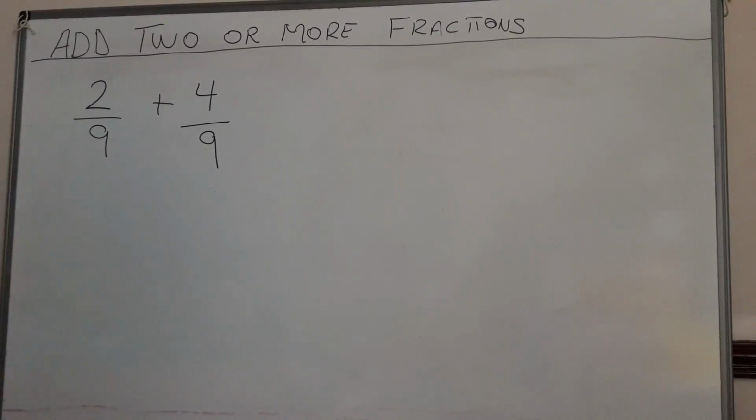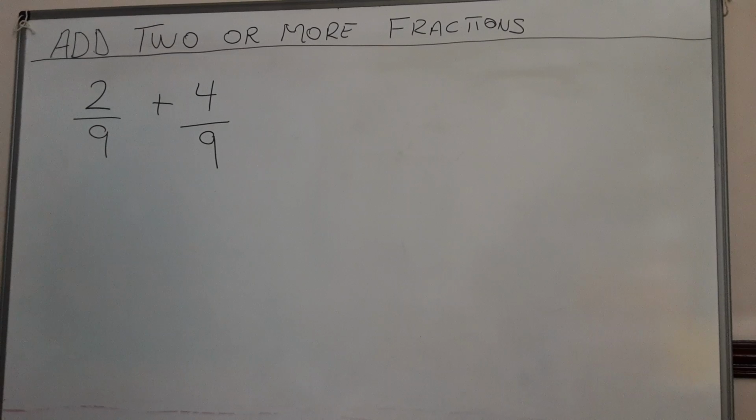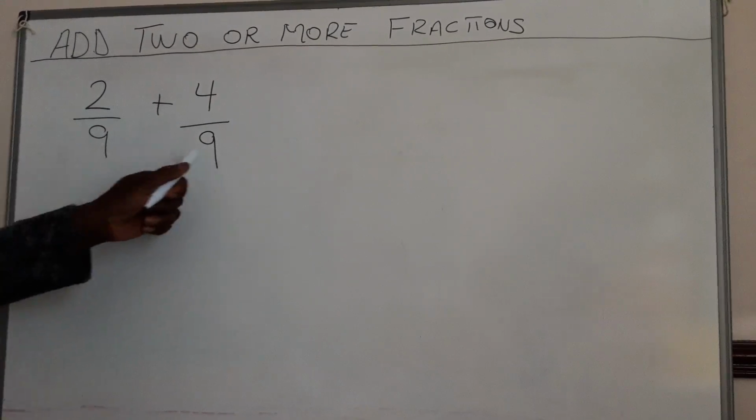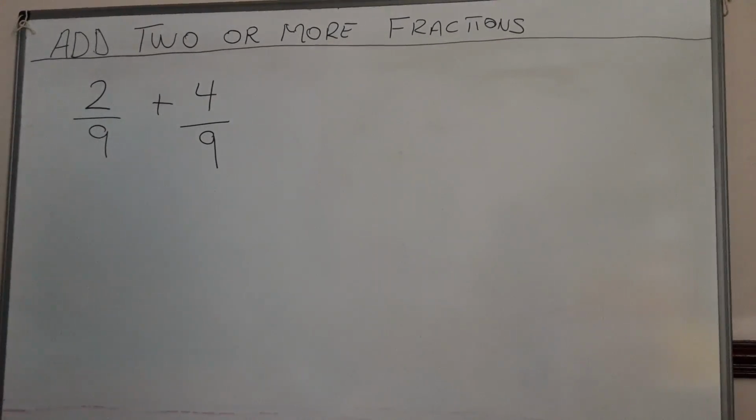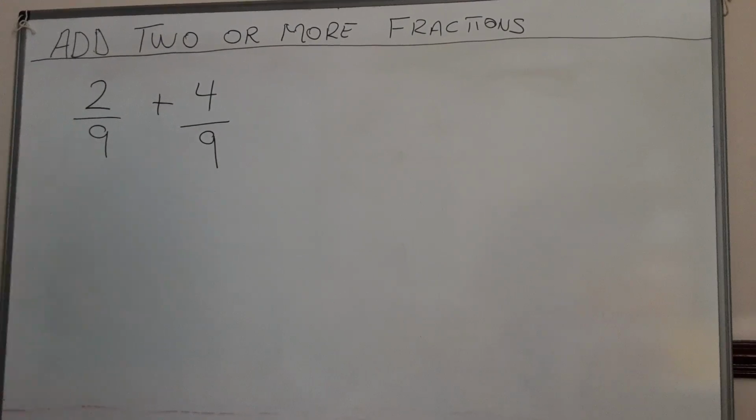So when you get these questions, the first thing that you have to do is check whether the denominators are the same. If the denominators are the same, then all that you have to do is to add the numerators. So looking at this question, we find that both denominators are 9. So we are good to go. All that we have to do is to add the numerators, and we can do this by using the bar model.